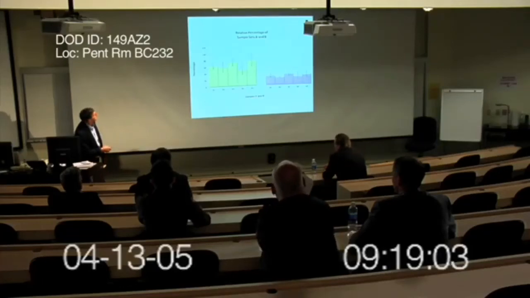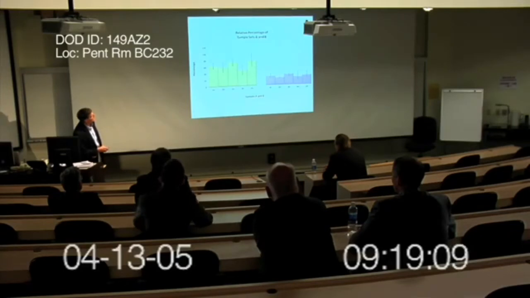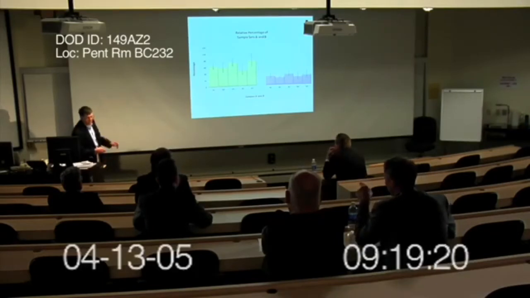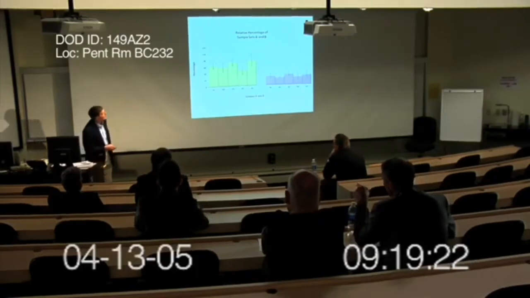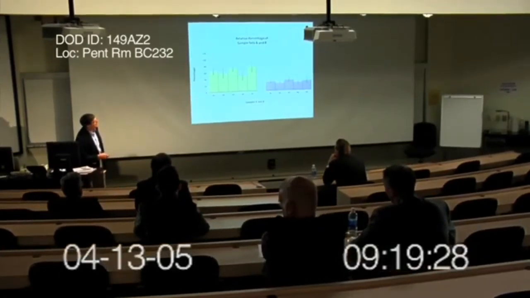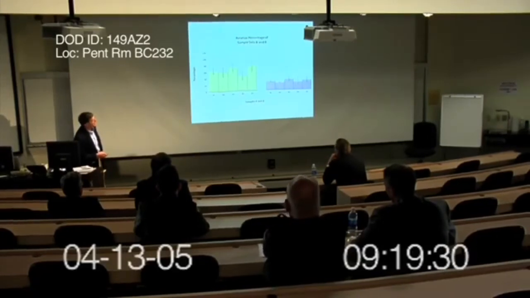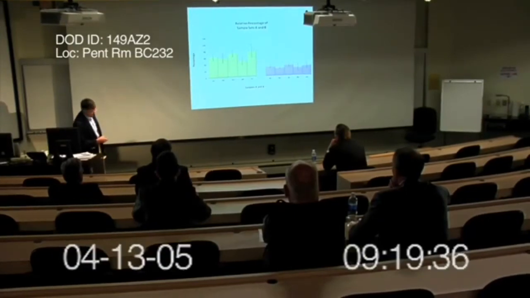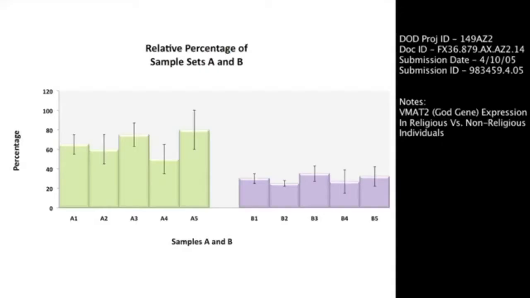On the left over here, we have individuals who are religious fundamentalists, religious fanatics, and this is the expression, real-time PCR expression of the VMAT2 gene. Over here, we have individuals who are not particularly fundamentalists, not particularly religious, and you can see there's a much reduced expression of this particular gene, the VMAT2 gene. Another evidence that supports our hypothesis for the development of this approach.